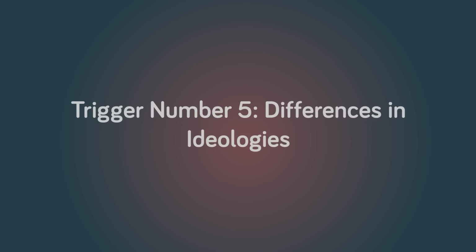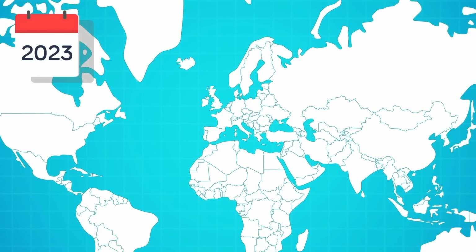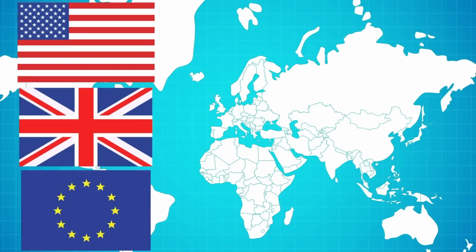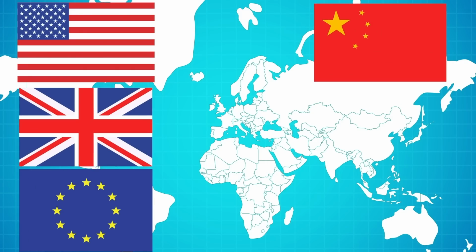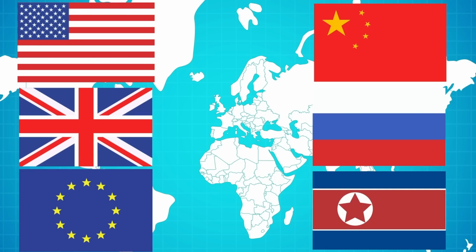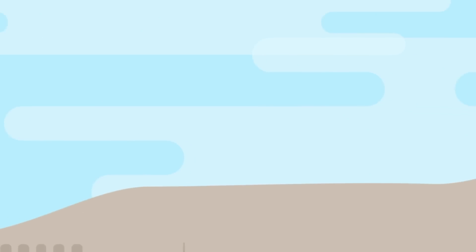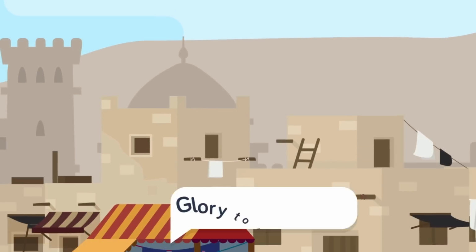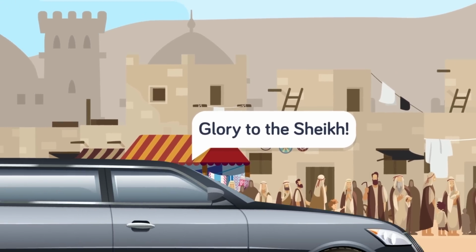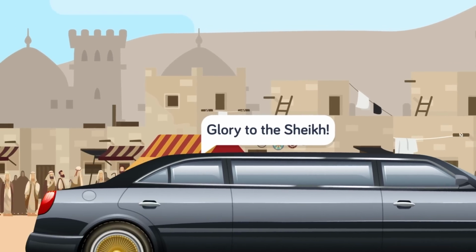Differences in ideologies. In 2023, there are two major factions on the global stage. They are the Western democratic republics that include the United States, the United Kingdom, and the European Union. Then there are the authoritarian or single-party governments like China and Russia and North Korea. Obviously, other nations can fall into these two categories, and some countries have governments that straddle the line between the two, but what it comes down to is there is a fundamental difference between each form of government.